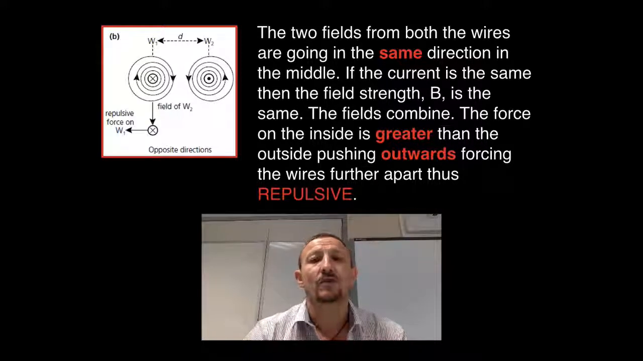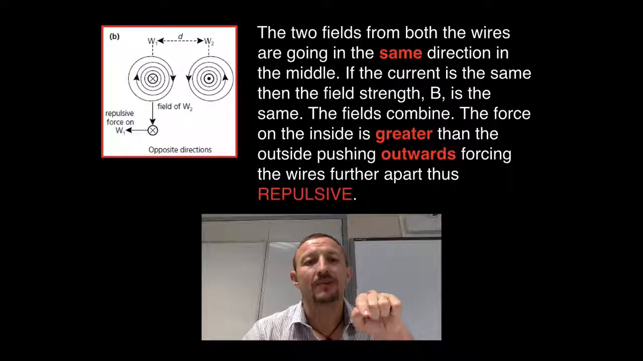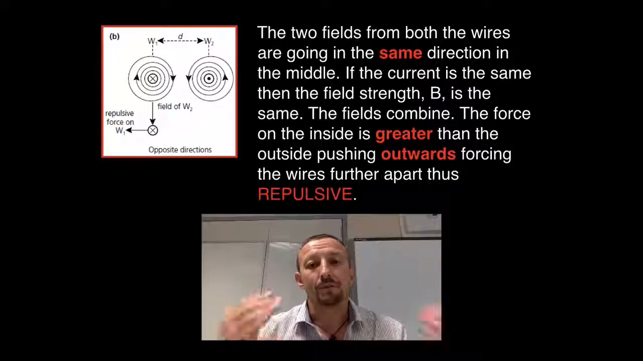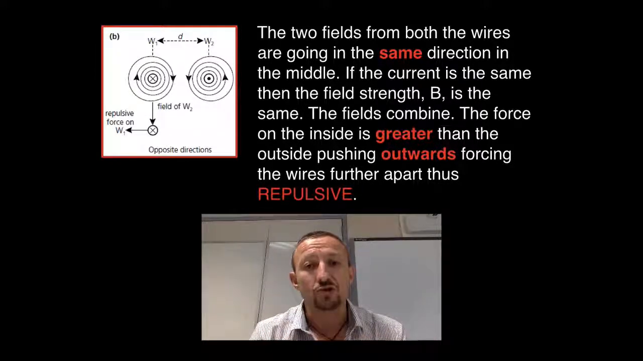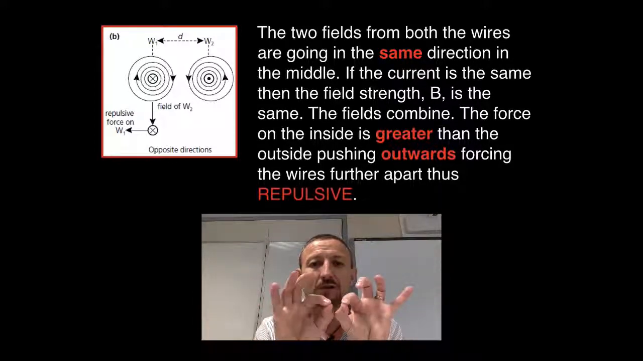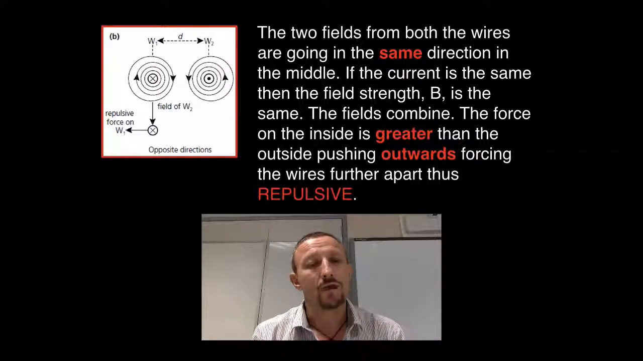So let's look at the opposite side of the coin. In this case, we've got one current going into the page. We've got one current coming out of the page. In the middle, you can see that the two fields are running in the same direction. This is constructive. This means that the field strength is a lot larger in the middle than it is outside, which means we've got an imbalance of force, strong in the middle, small on the outside. The result is the wires will be repulsive and they will be pushed away.